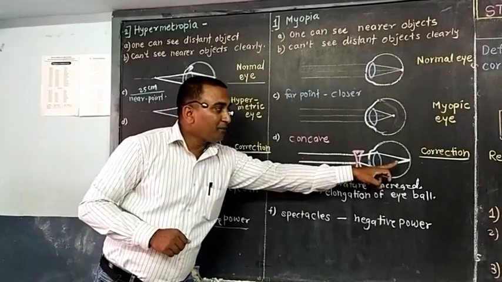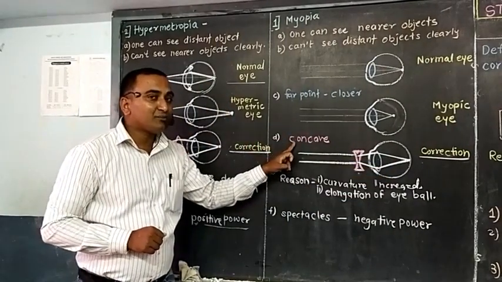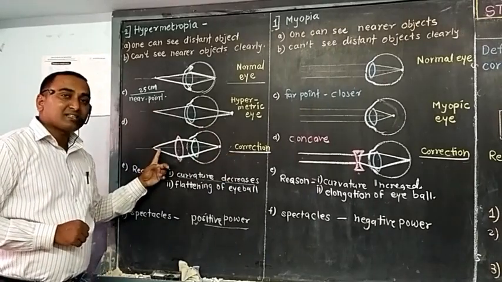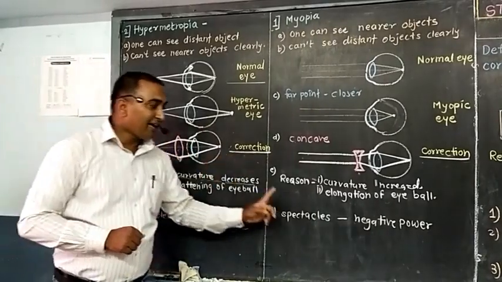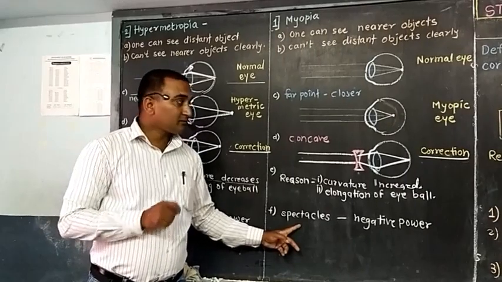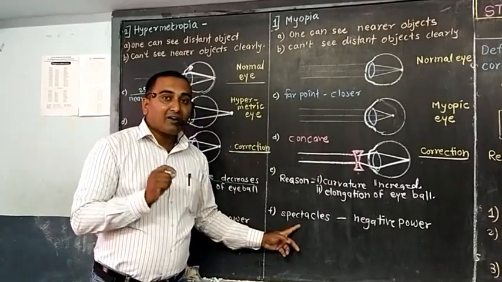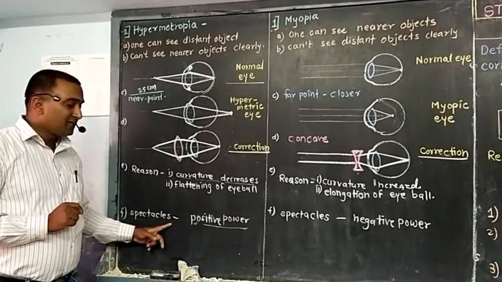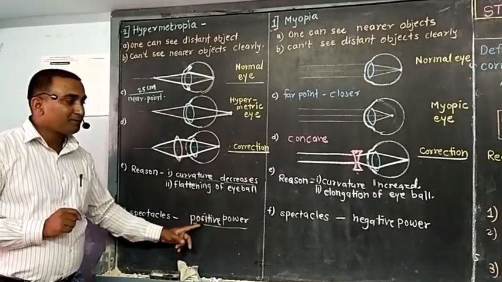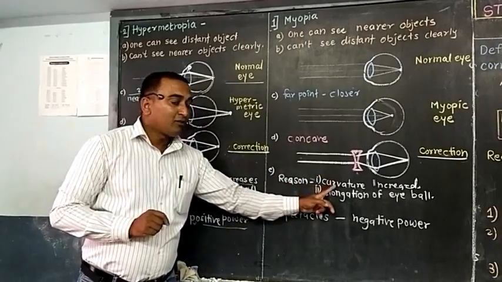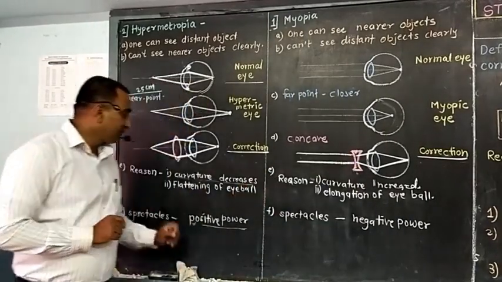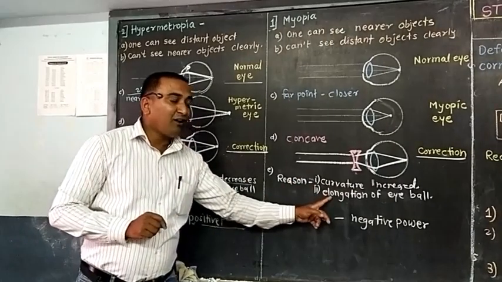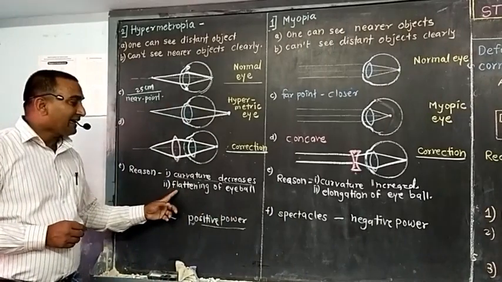To correct myopia, a concave lens should be used; to correct hypermetropia, a convex lens should be used. The spectacles used in myopia are of negative power; those used in hypermetropia are of positive power. The reason: in myopia the curvature increases, in hypermetropia the curvature decreases. In myopia there is elongation of the eye, here there is flattening of the eye.